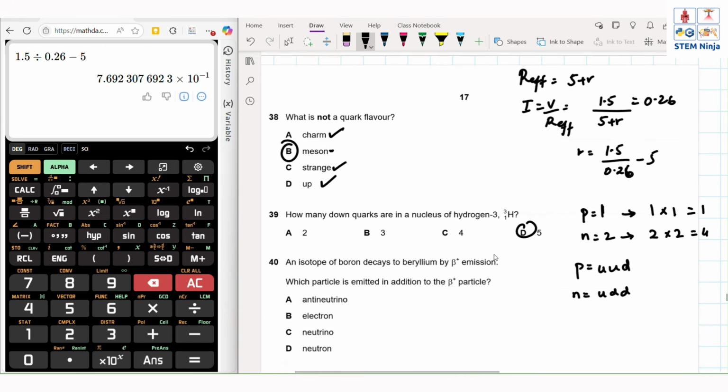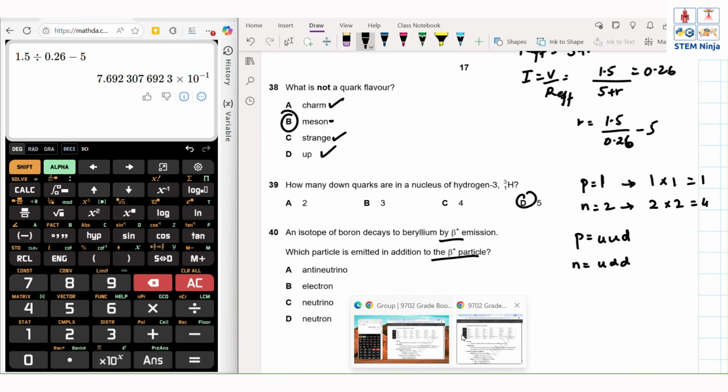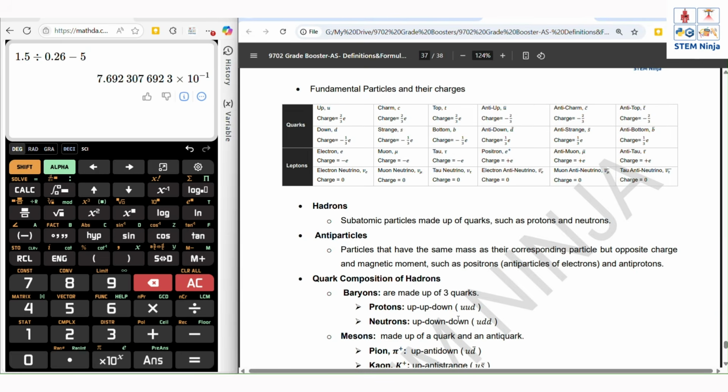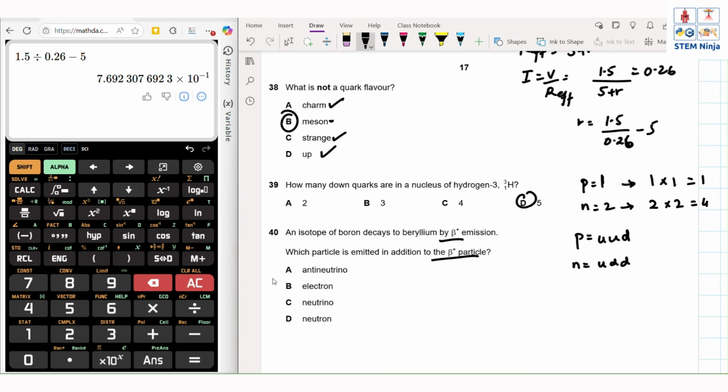An isotope of boron decays to beryllium by beta plus emission. Which particle is emitted in addition to the beta plus particle? So you can see this over here, that it's going to be a neutrino, a simple electron neutrino. That is the particle that is emitted with the beta plus particle. So neutrino, simple neutrino.